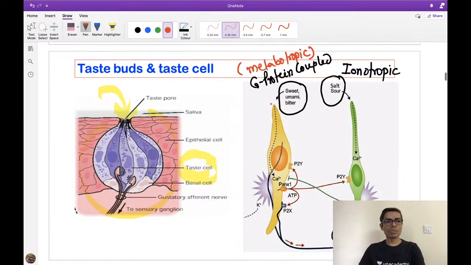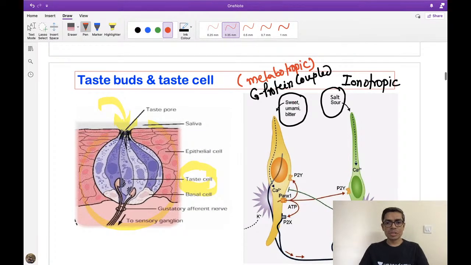Getting my point? So what I told you is that sweet, umami and bitter are detected by a different group of cells. The receptor is also different. What is the receptor? It is nothing but a G protein coupled receptor, which is also known as a metabotropic receptor. Okay, so they are metabotropic receptors.